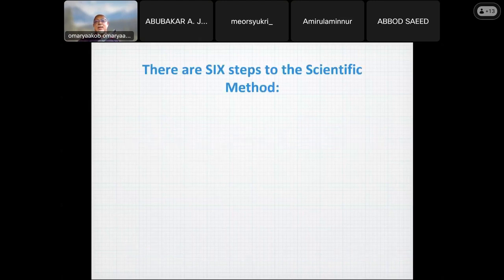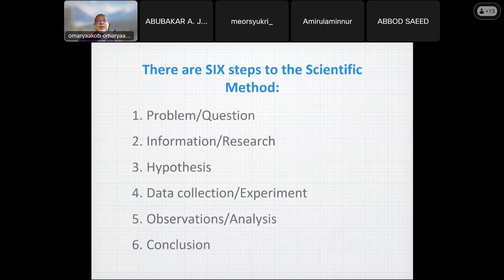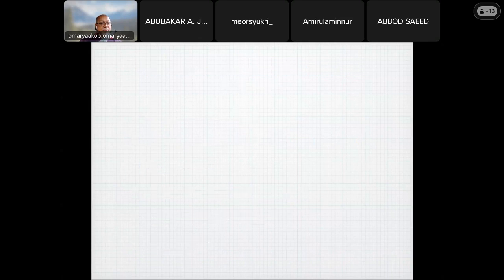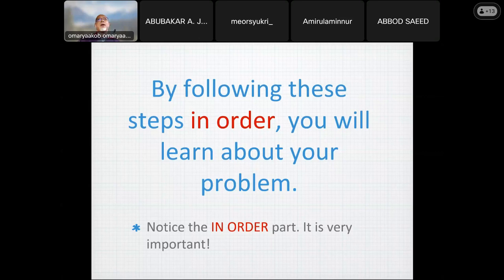Right. There are 6 steps to the scientific method. You start with the problem, the question. You find information about the research. You have hypothesis, data collection, observation, and conclusion. Now let's see each one of them. By following these steps in order, you will learn about your problem. Notice the in-order part is very important. Scientific method being systematic, it must be in order.